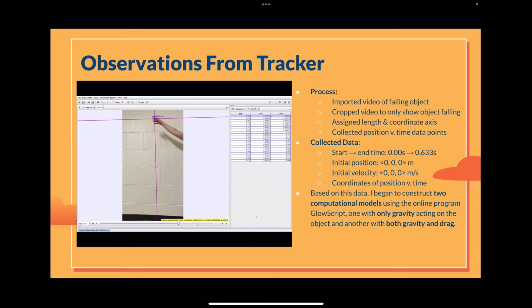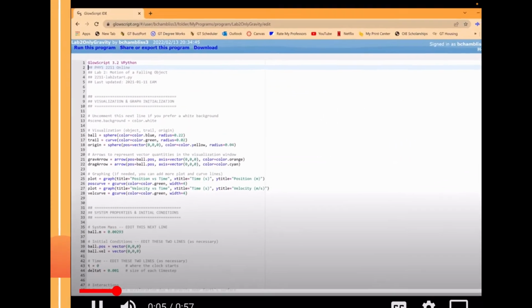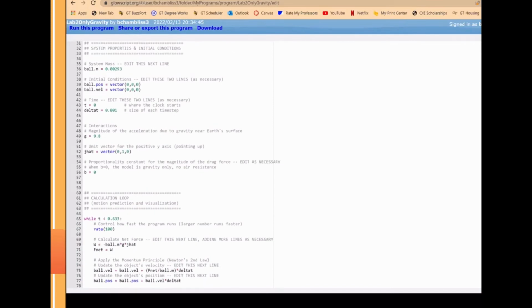First, we have the gravity only one. So here is the code. I had to input the ball's mass, the initial position, the initial velocity, time, the gravitational constant, and no proportionality constant since we are not doing drag, the ending time, and then the net force, which is just the weight force. So that's the negative mass times the gravitational constant, 9.8. And of course, the velocity and position update formula.